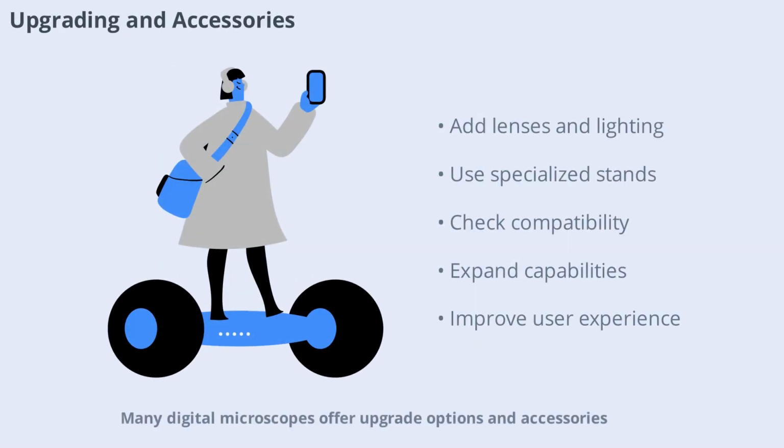Many digital microscopes offer upgrade options and accessories, such as additional lenses, lighting attachments, or specialized stands. These enhancements can expand the microscope's capabilities and adapt it to new tasks. Before purchasing accessories, ensure they are compatible with your model. Investing in quality upgrades can improve your experience and extend the usefulness of your microscope.